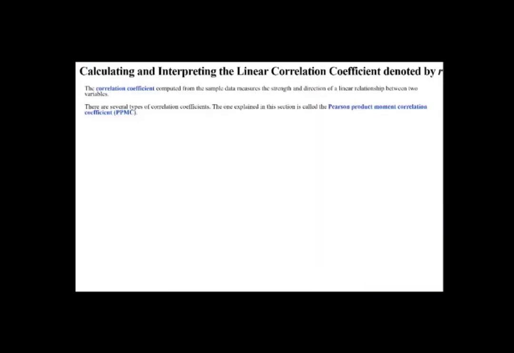The correlation coefficient computed from the sample data measures the strength and direction of a linear relationship in two variables. There are several types of correlation coefficients. The one explained in this section is called the Pearson product moment correlation coefficient, or PPMC. So Pearson product moment correlation, or simply a correlation, and we use rho to represent that for the population.